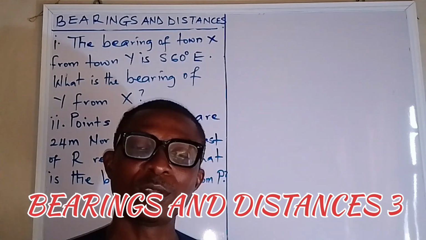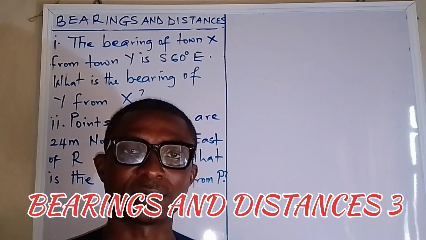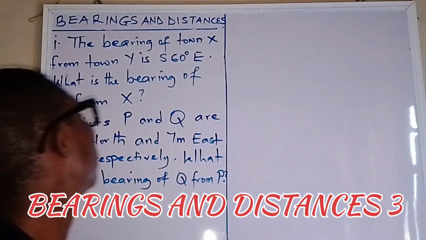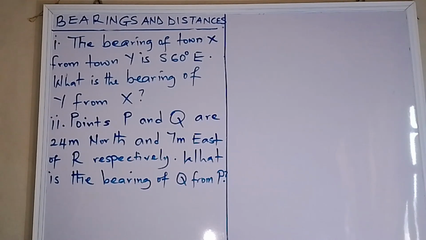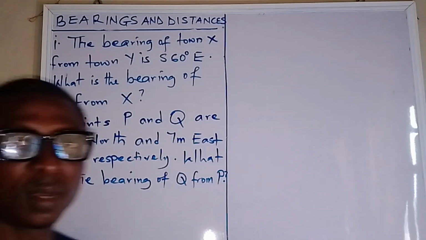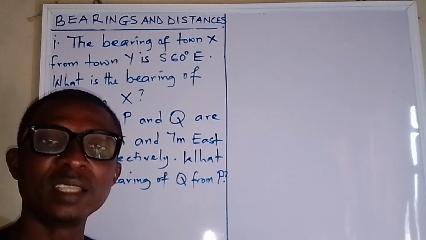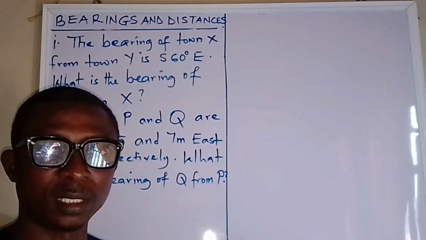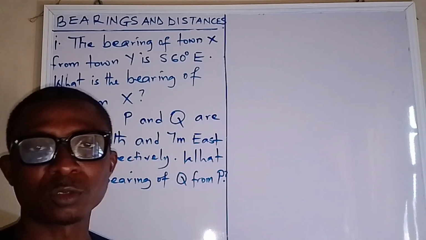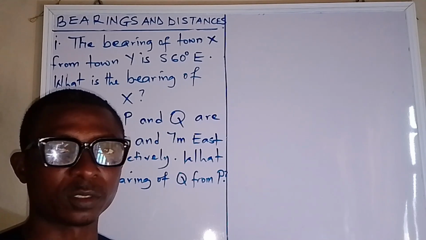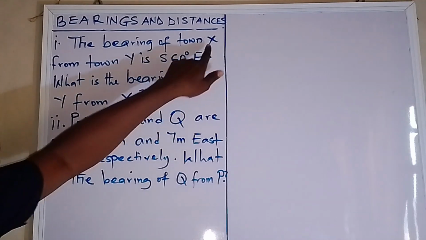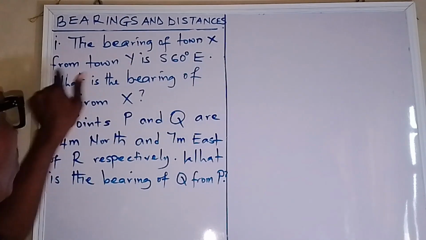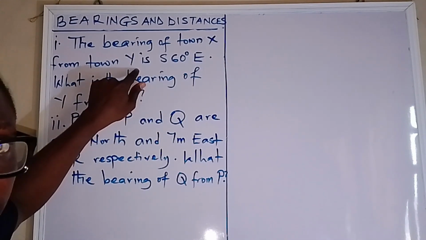Let's look at the following questions under bearings and distances. The bearing of X from Y is south 60 degrees east. What is the bearing of Y from X? Now, to answer this question, a point must be located first. It's either X or Y. So how do I know the one to locate first? Now, one determines the other. For me to know the position of X, I must know where Y is.